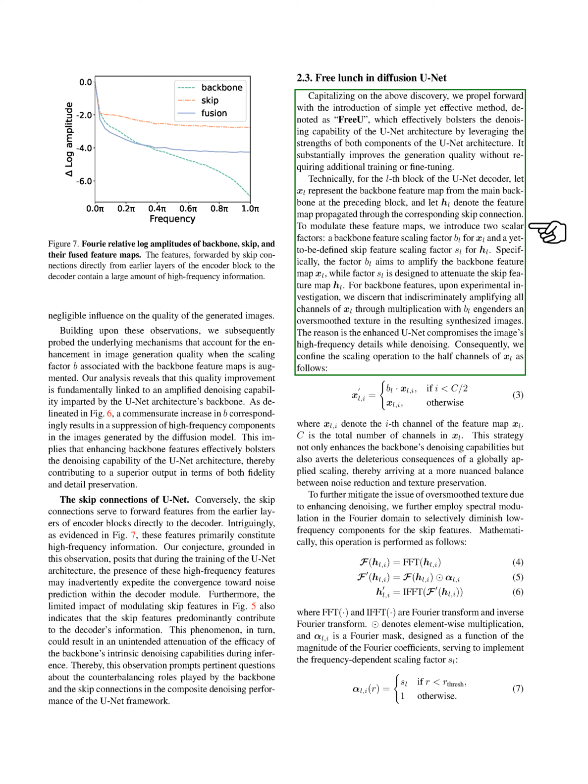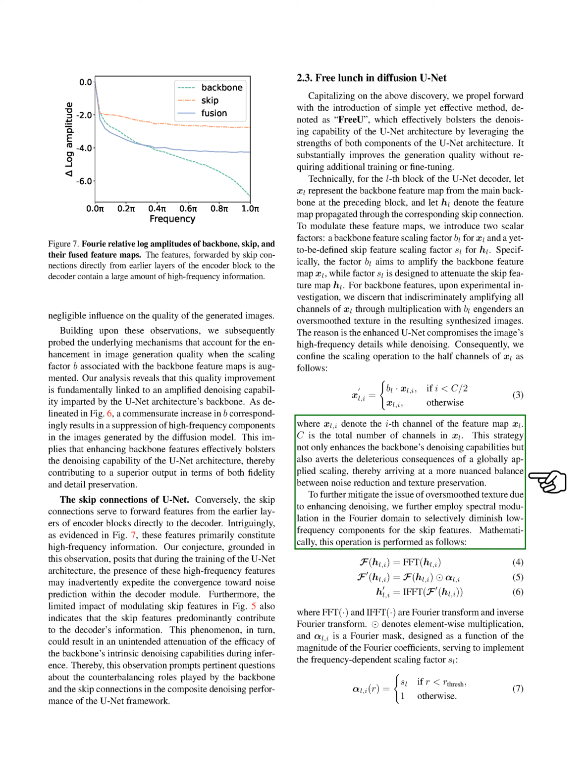However, we found that indiscriminately amplifying all channels of the main network feature map results in an oversmooth texture in the resulting synthesized images. Therefore, we limit the scaling operation to half the channels of the main network feature map. This strategy enhances the denoising capabilities of the main network while avoiding the negative effects of a globally applied scaling, thereby achieving a better balance between noise reduction and texture preservation.